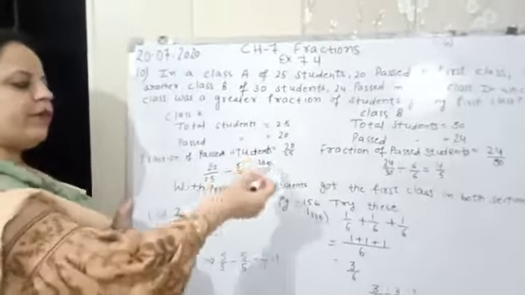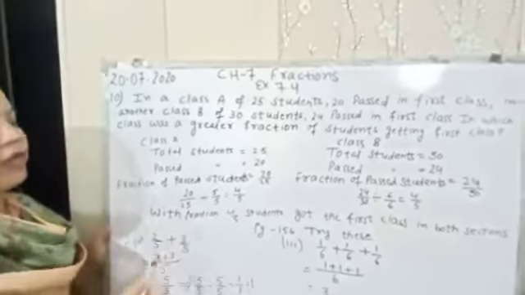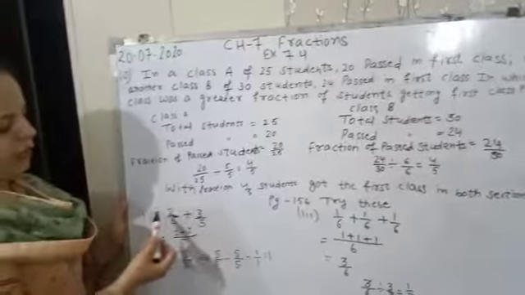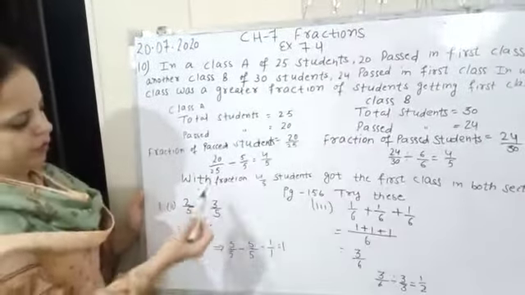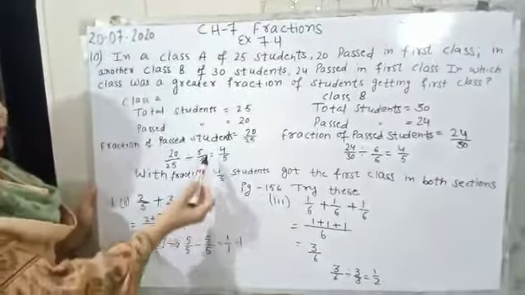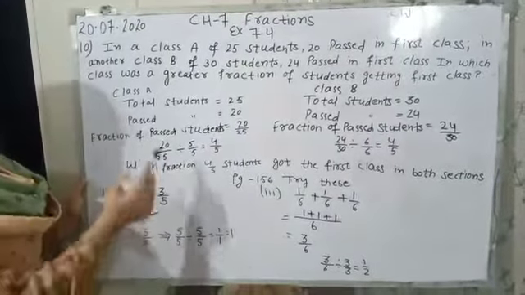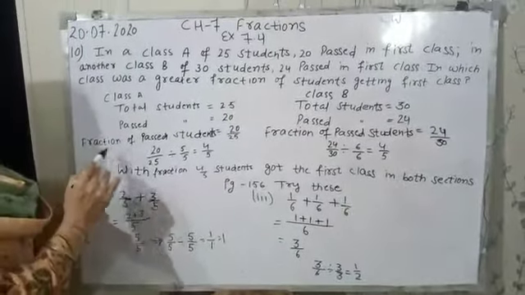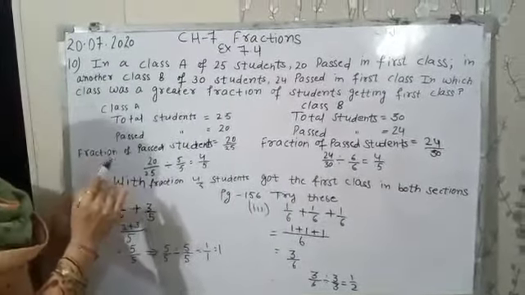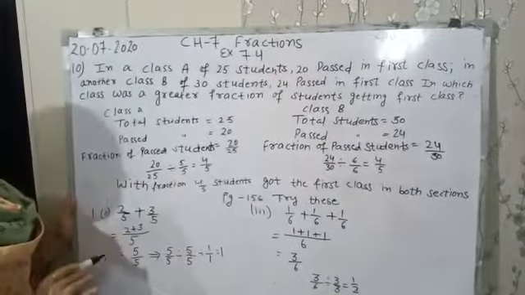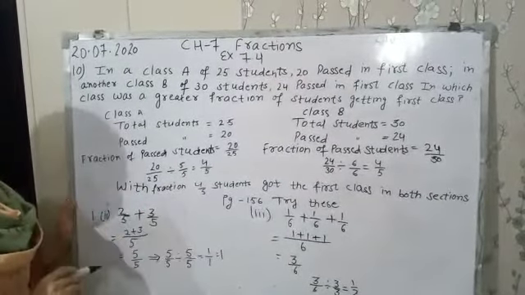And you know, whenever fractions are given, we can find their lowest term also. Now 20 by 25, these two are divisible by 5. It comes as 5 into 4 for the 20 and 5 into 5 for the 25, that is 4 by 5. It's the fraction of students in class A who passed with the first class. Means 4 by 5 is the fraction of passed students in class A.